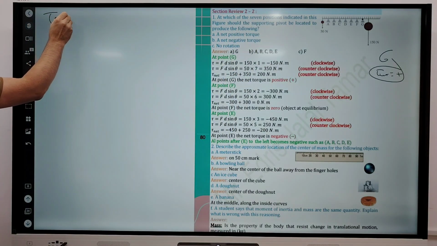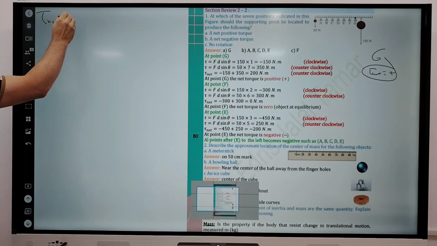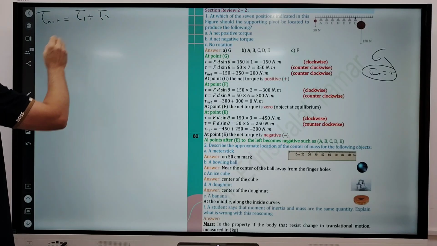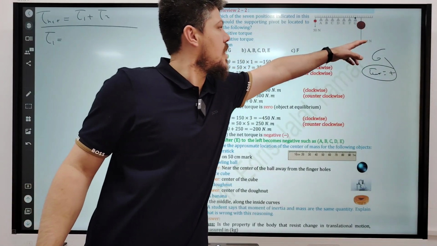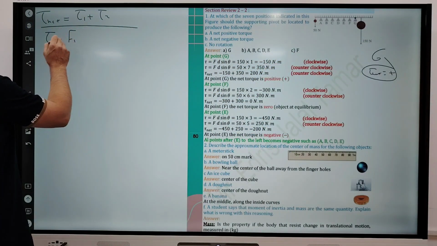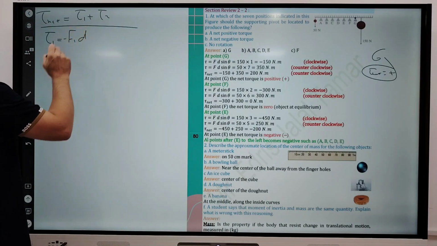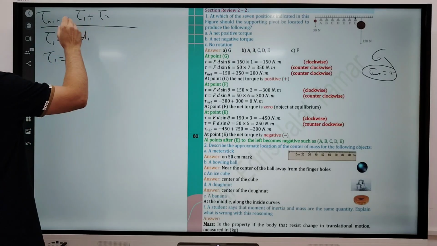Net torque is equal to torque number 1 plus torque number 2. To find torque number 1, the torque of the first object, Fg1 is equal to F1, and because it is clockwise direction, it is negative, F1 d1. At which point? At G.